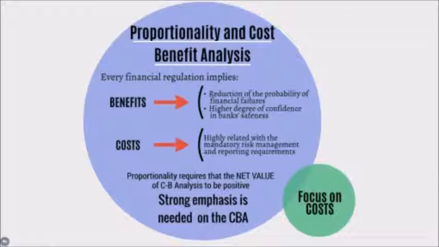In general, we can say that among the benefits, we include the reduction of the probability of financial failures that may cause terrible effects to the economy and a higher degree of confidence in bank safeness. The costs, instead, fall in the first instance on the financial institutions and are related to the mandatory risk management and the reporting requirements. When considering proportionality, strong emphasis should be put on CB analysis. Proportionality, in fact, requires the net value of CB analysis to be positive.